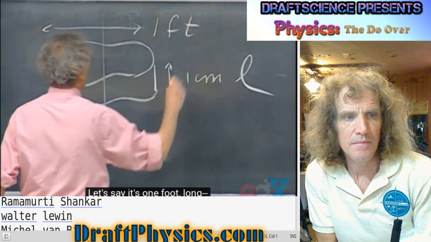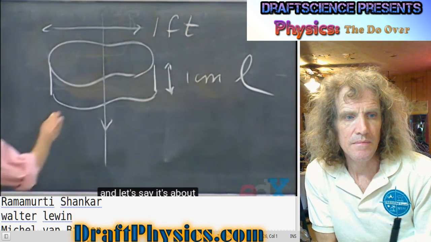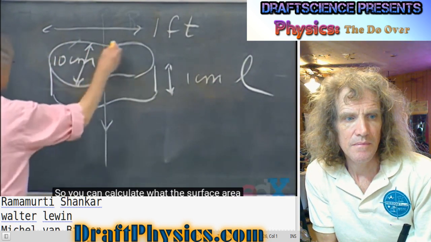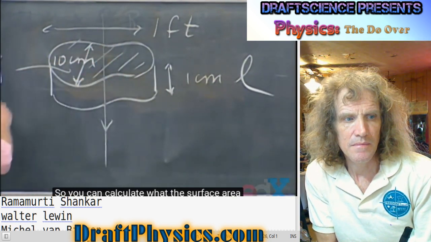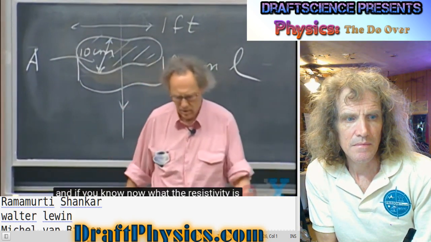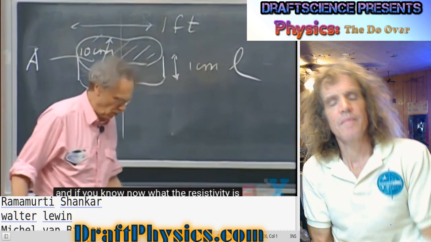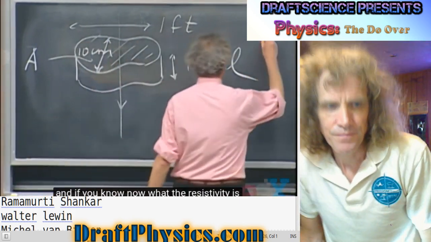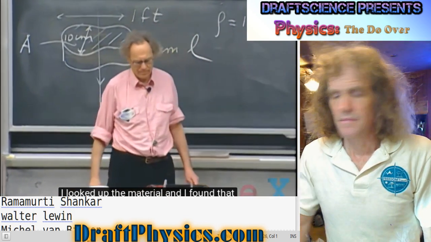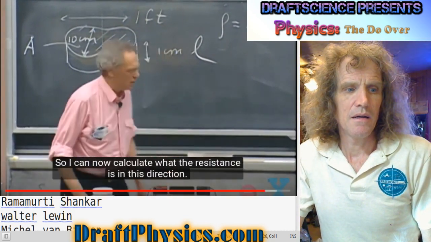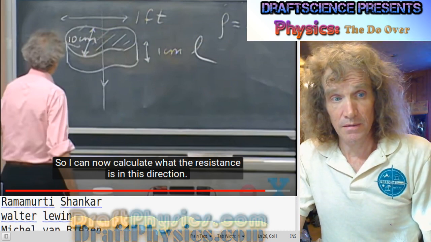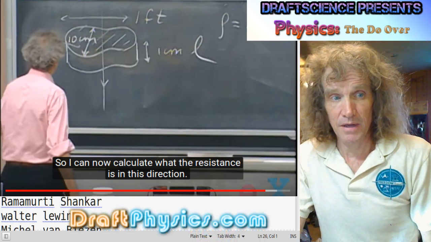Well, how large is my foot? Let's say it's 1 foot long, no pun implied. And let's say it's about 10 centimeters wide. So you can calculate what the surface area A is. You know what L is. And if you know now what the resistivity is for my sole, I can make a rough guess. I looked up the material and I found that the resistivity is about 10 to the 10th. So it's a pretty high number. I mean, that's higher than water and lower than atmosphere, but it's pretty high.